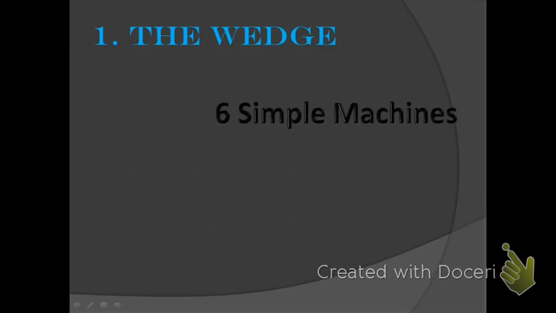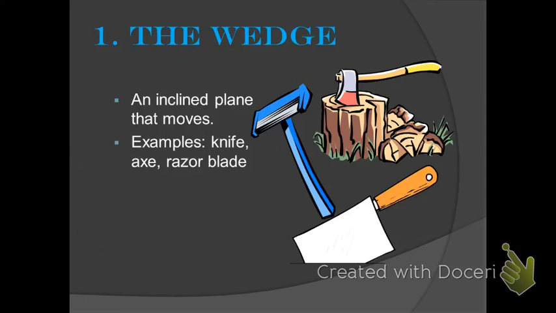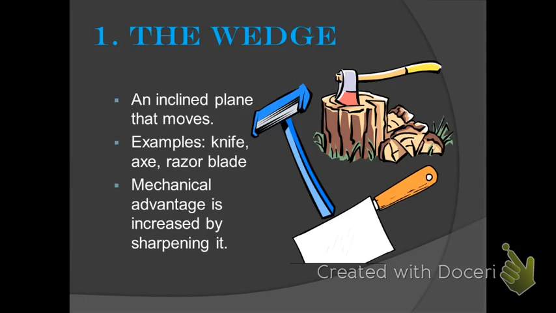We know there are 6 simple machines. Let's review those before we move on. First is the wedge. The wedge is an inclined plane that moves. Some examples we've talked about are a knife, an axe, and a razor blade. You increase the mechanical advantage of a wedge by sharpening it, making it a thinner, sharper side.